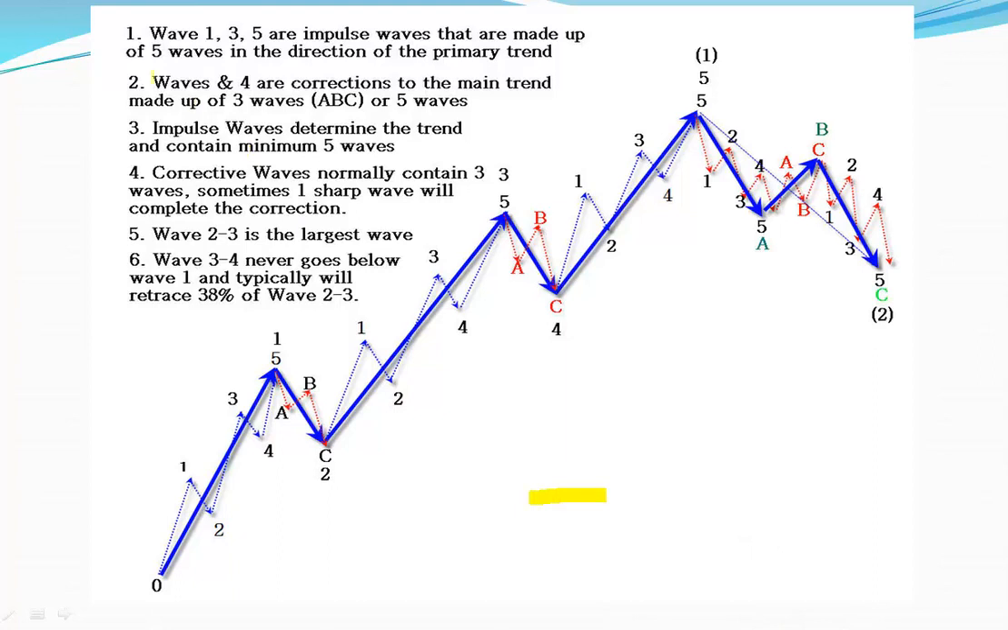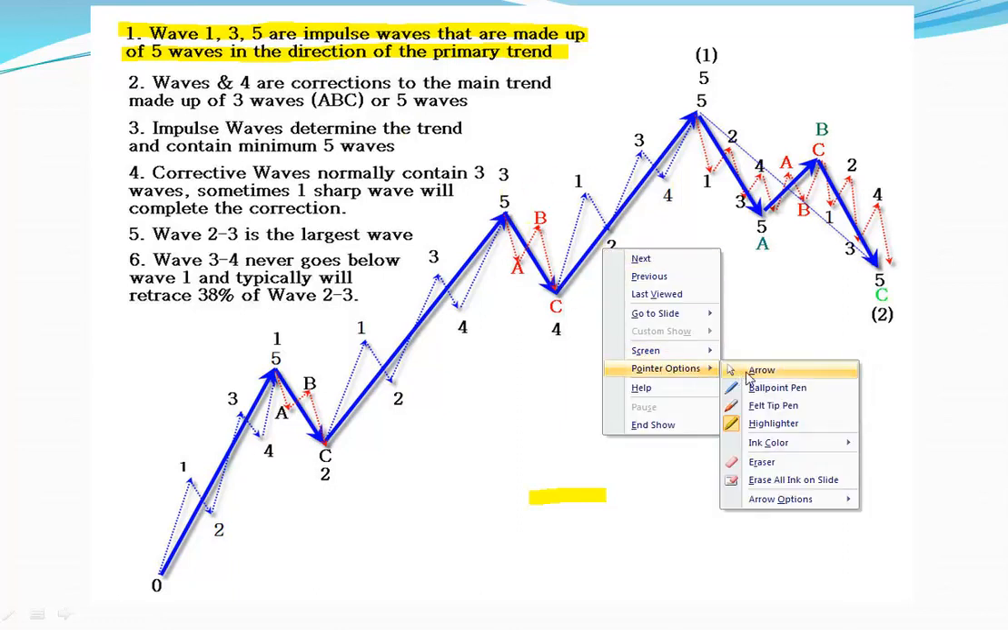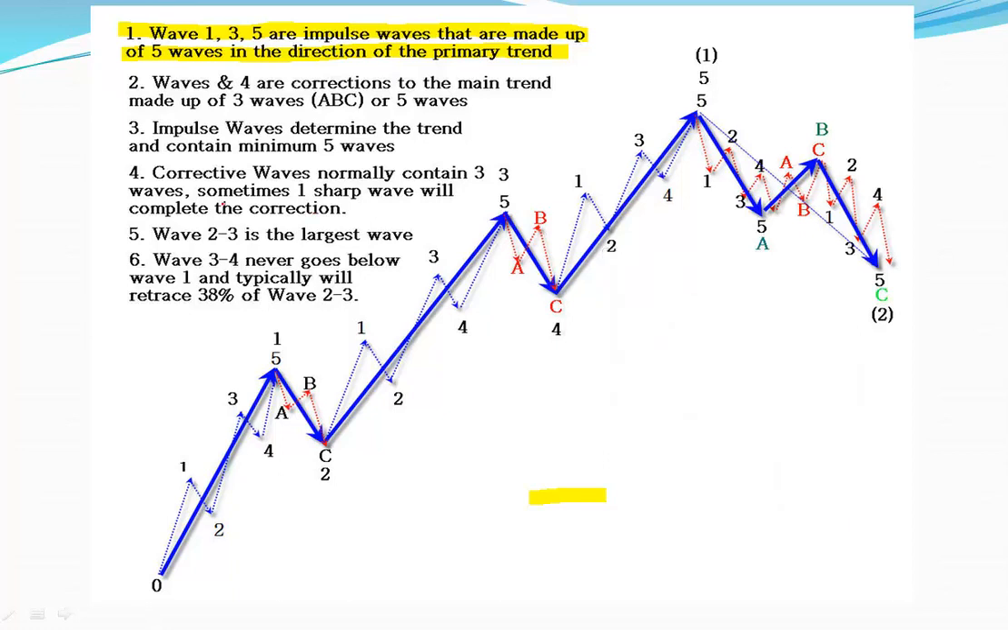Okay, good. Now, waves 1, 3, and 5 are impulse waves made up of 5 waves in the direction of the primary trend. All right, it's hard for me to see that, so let me go back to the felt tip. Which means that's what we have here. 1, 3, and 5 are made up of 5 waves, and here are the 5 waves that we just discussed.